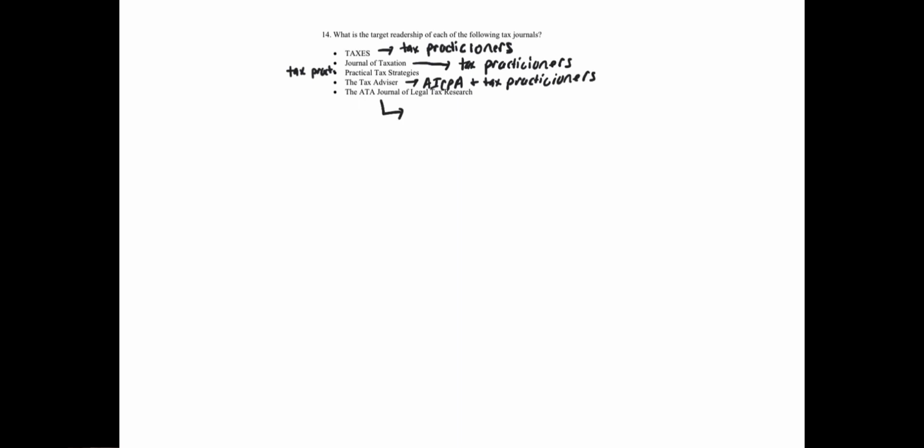The last one, the American Tax Association, Journal of Legal Tax Research, that is academic. That is an example of an academic, right? ATA, that's an academic organization. ATA, AAA, which is the American Accounting Association, that's an academic organization. Academic tax, nothing against academic tax.